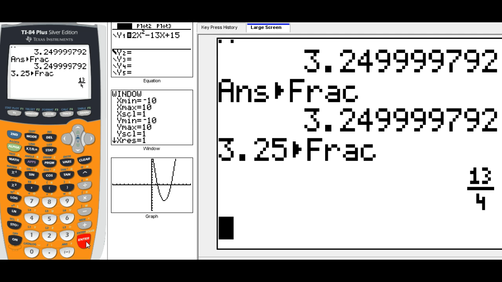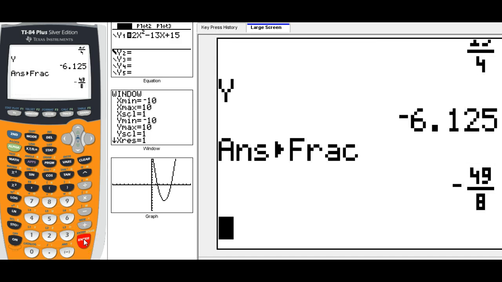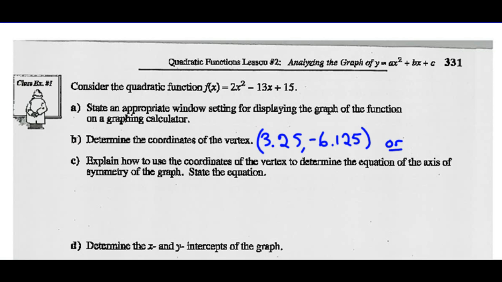And if you go alpha y, right there, it's got that value, negative 6.125, and if you go math fraction, it tells us that value is negative 49 over 8. So we could change these values into fractional form, 13 quarters and negative 49 eighths. All right, just a little side note if you want to put that into fractional form.